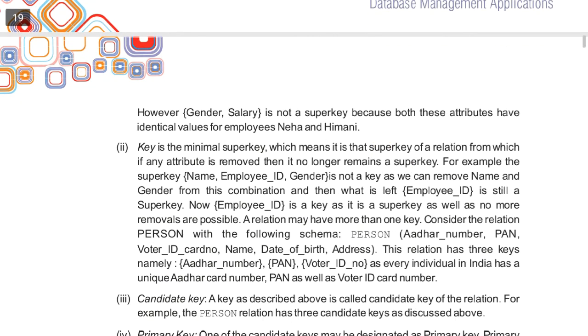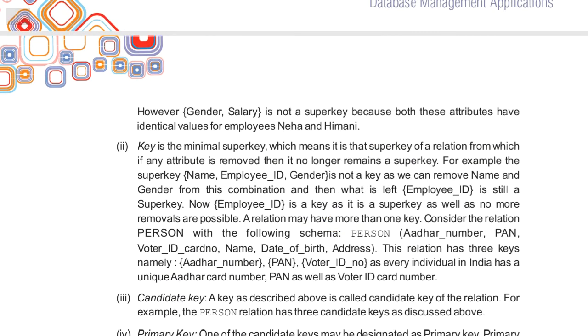Now it is written, see, however, gender, salary is not a super key, because both these attributes have identical values for employees Neha and Himani, which I have just discussed with you.